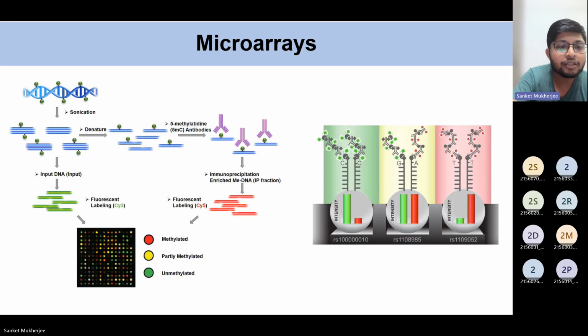So let's see how it looks like. Here we have the input DNA. It is, let's say, mostly unmethylated. So we will do fluorescent labeling with one dye. And if we do immunoprecipitation, we enrich the DNA for only the methylated ones. We will label it with another dye. And when we check this, this is how a microarray will look like. The methylated ones will be in red, the unmethylated ones will be in green.